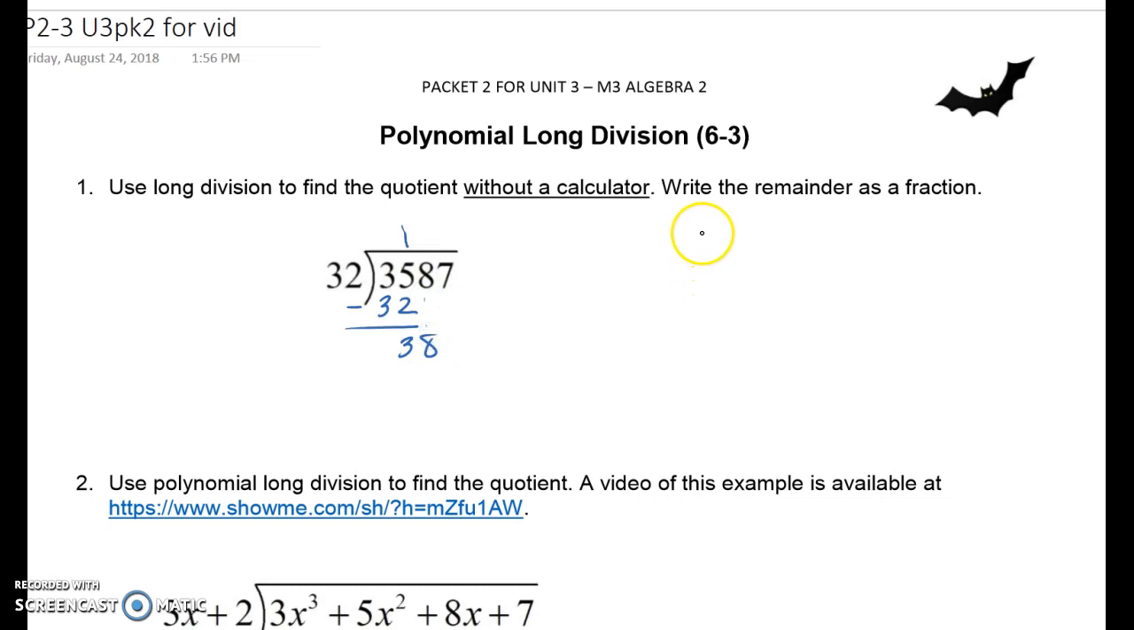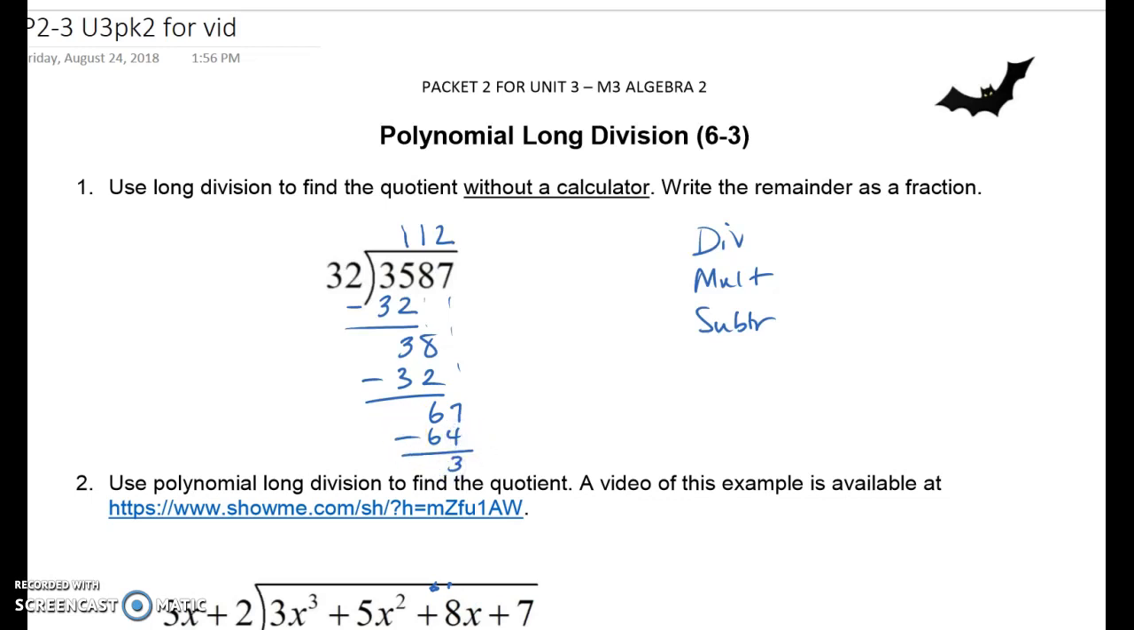Now I go back. So I'm dividing again. 38 divided by 32 is 1. 1 times 32, so that's multiplying, gives me 32, and then subtract. 38 minus 32 is 6. Bring the 7 down. 67 divided by 32, 32 goes in twice. So now I multiply 2 times 32 is 64, and then subtract again to get 3.